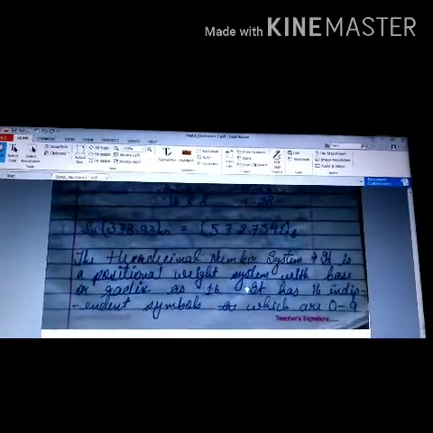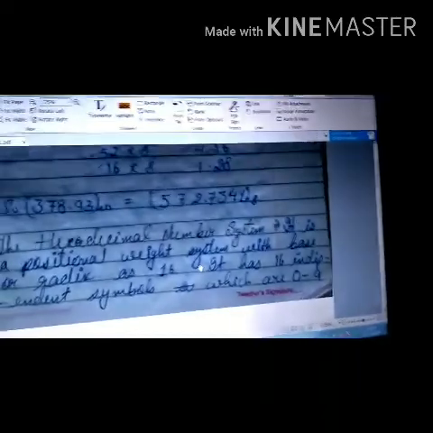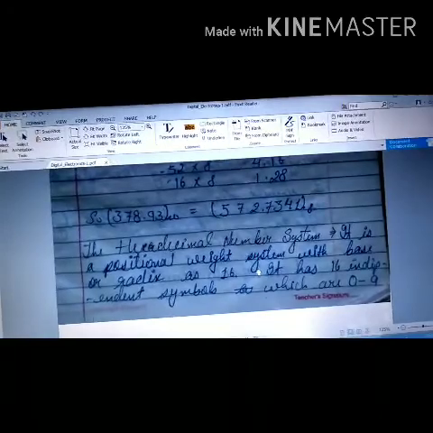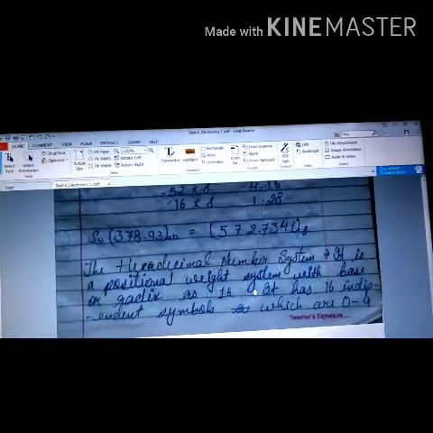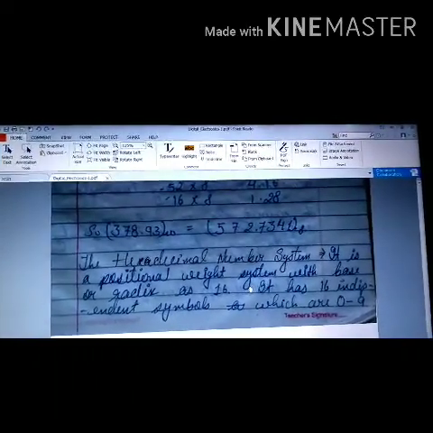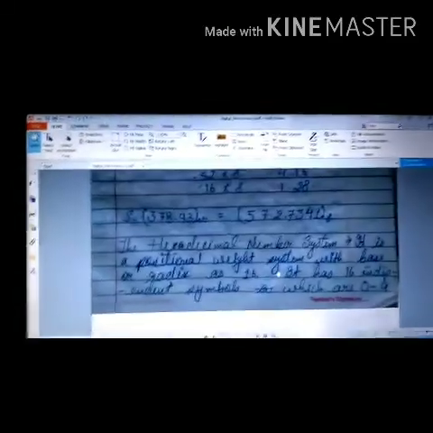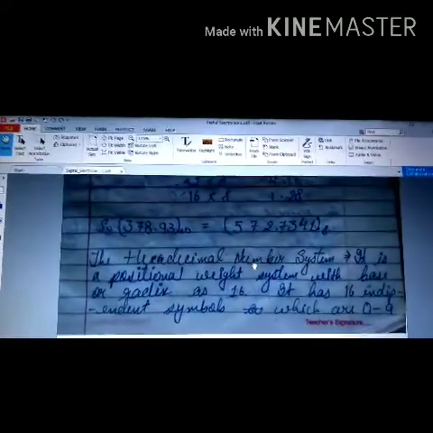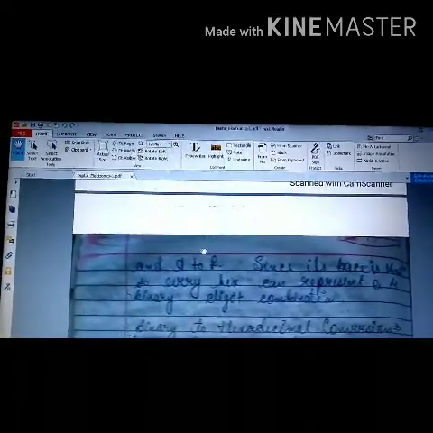The next number system is the hexadecimal number system. Again, a very useful number system, utilized mostly in microprocessors, especially the 8085 and 8086 microprocessors. It's a positional weighted system, and it has a base or radix of 16. It has 16 independent symbols, starting from 0 to 9. Once we have used 0 to 9, we cannot use 10 as another symbol, because that will not be a unique symbol. So after 0 to 9, the unique symbols are A to F, the remaining 6 symbols.